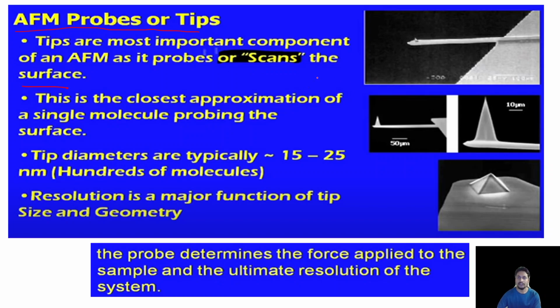So this is the tip. Let's say this is the surface, and the tip is scanning it. This is the cantilever, and this is my tip. This is the closest approximation of a single molecule probing the surface. So the tip would obviously be very, very close so that it can feel the attraction.